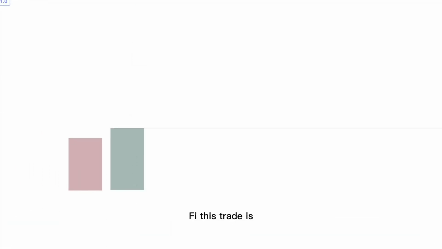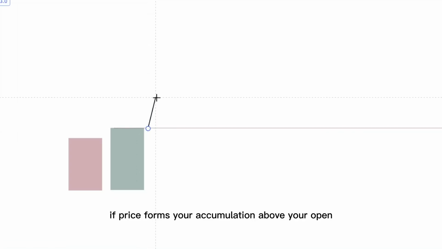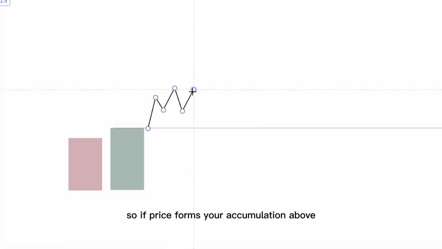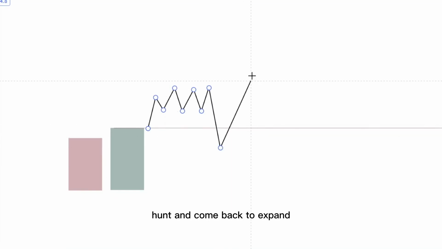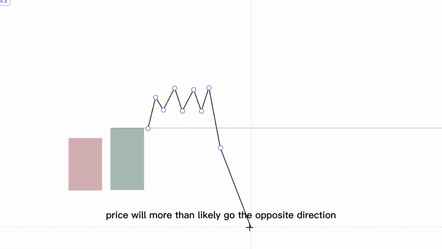This trade is if price forms your accumulation above your open. So if price forms your accumulation above your daily open, then more than likely price will not stop hunt and come back to expand. Price will more than likely go the opposite direction.